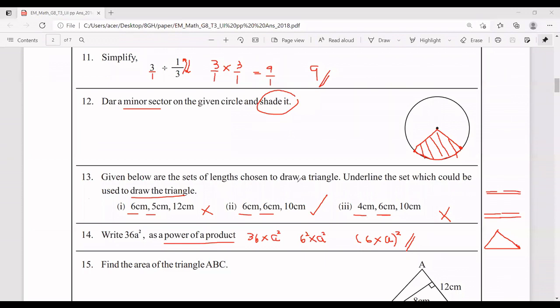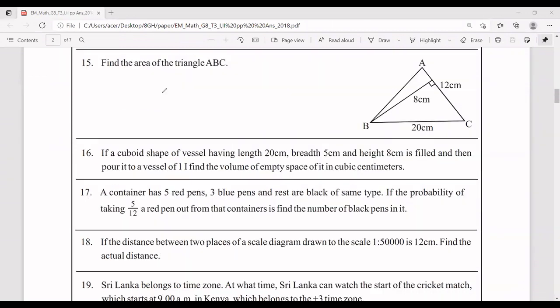Okay. Then let's move to the 15th one. Find the area of the triangle ABC. How to find the area of a triangle? What is the formula? Half into base into perpendicular height.